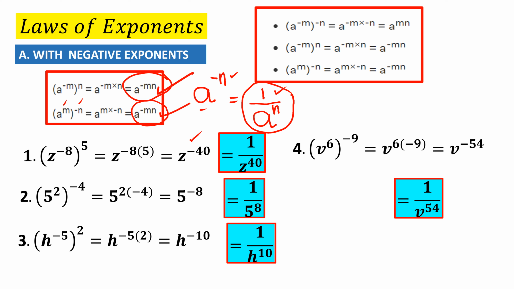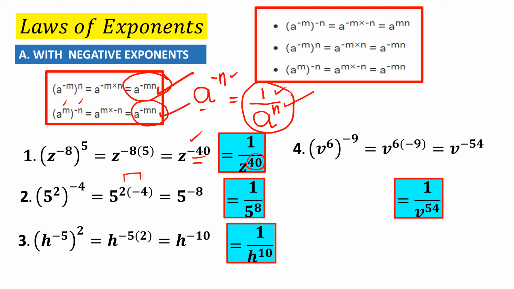And since this is negative, it will be expressed in this way. So 1 as our numerator and then z to the power of 40. And once you were able to express it in this way, remember that our exponent is no longer negative, it's already positive. So number 2 will be giving you 5 to the negative 8, and thus 1 over 5 to the power of positive 8.